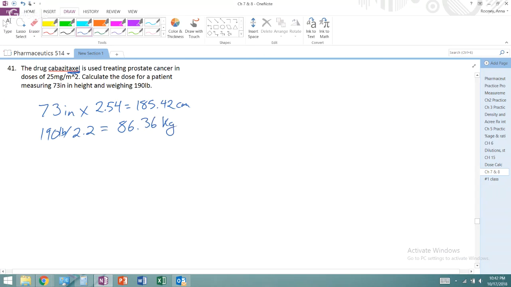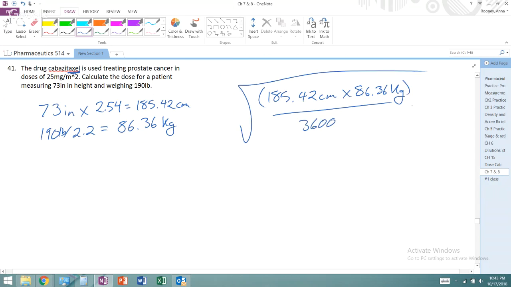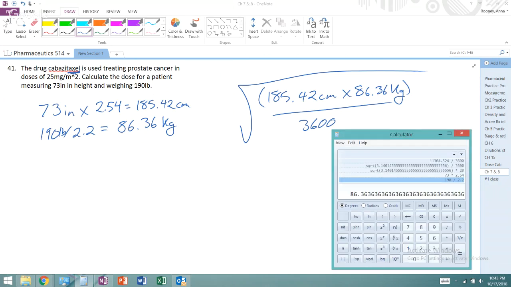All right, and then, so 185.42 centimeters times 86.36 kilograms over 3,600. Take the whole square root of that and do the whole thing.